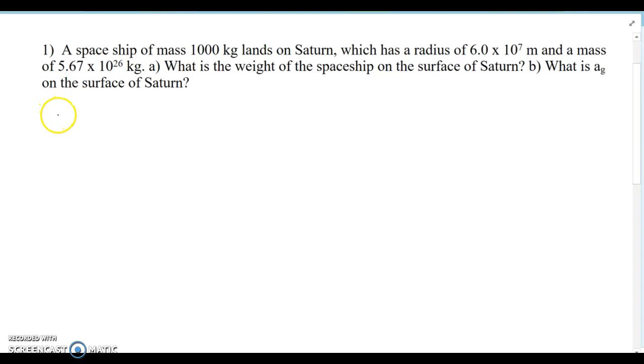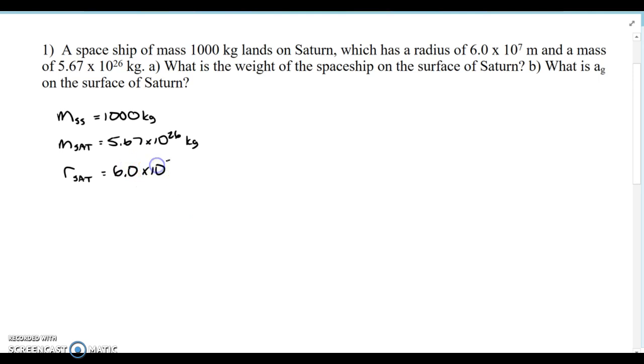They give you the mass of the spaceship, and that's 1,000 kilograms. We have the mass of Saturn, which is 5.67 times 10 to the 26 kilograms. We have the radius of Saturn, which is 6.0 times 10 to the 7 meters.